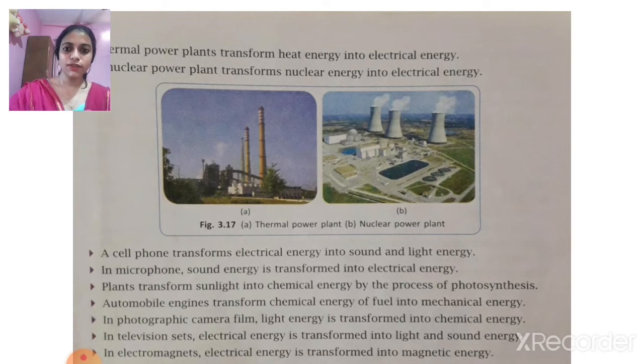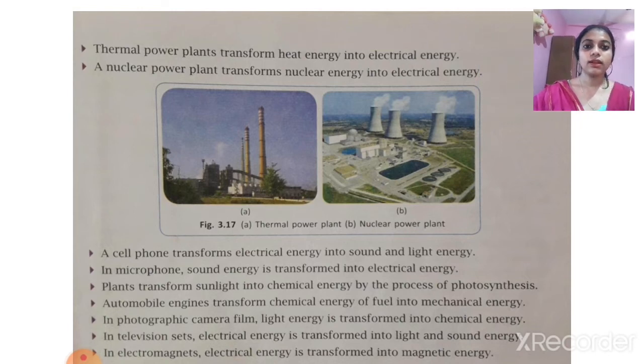Next one, not only from electrical energy but also from all the energy forms we can transform it into various forms. Next one, the thermal power plants. Thermal power plants transform heat energy into electrical energy. A nuclear power plant transforms nuclear energy into electrical energy. We know that a huge amount of electricity is generated in the power stations. So in the thermal power plants, heat energy is transformed into electrical energy, and in the nuclear power plants, nuclear energy is transformed into electrical energy.